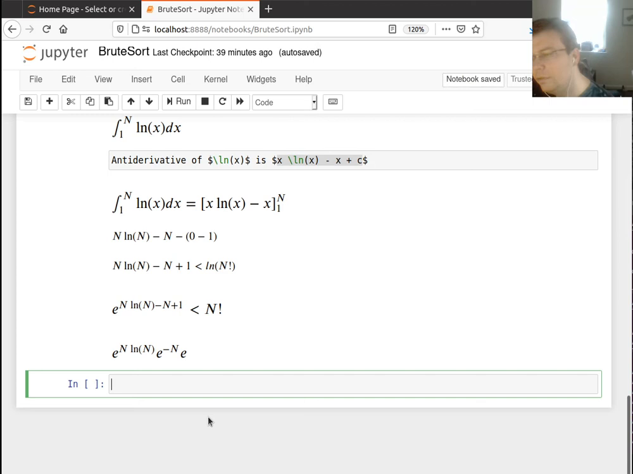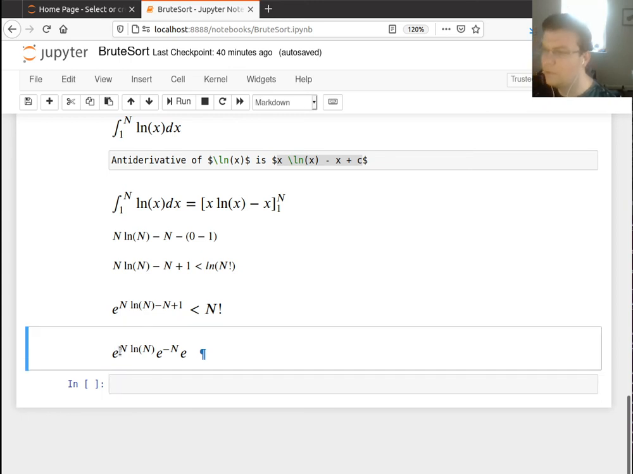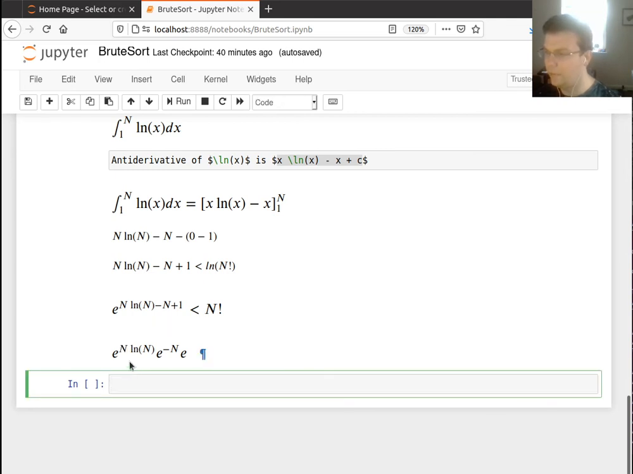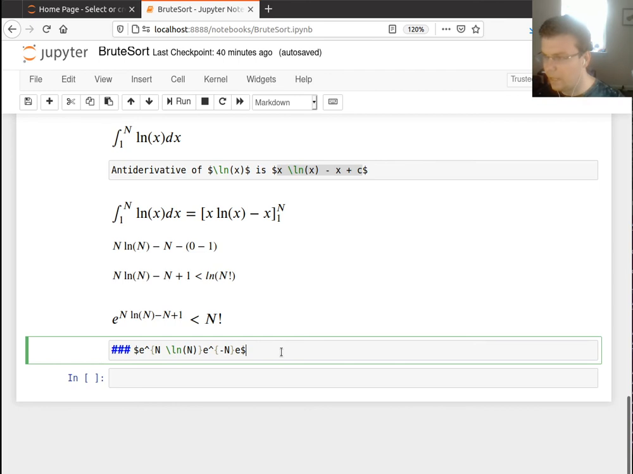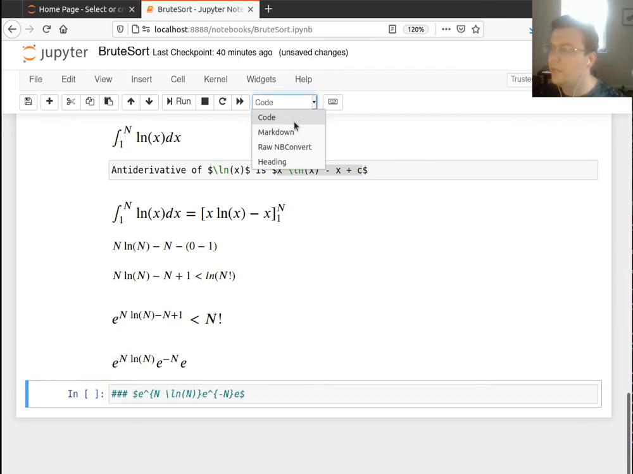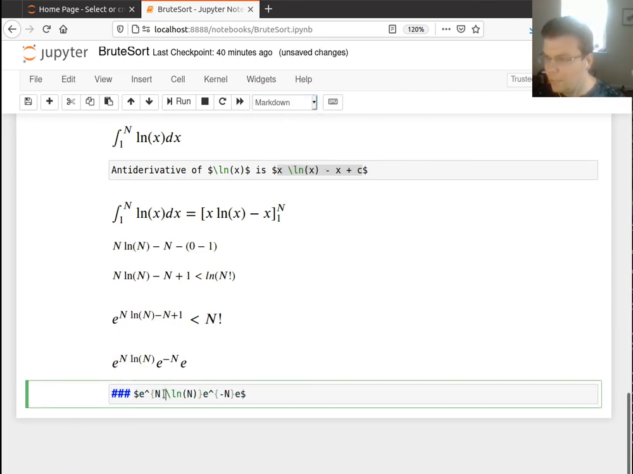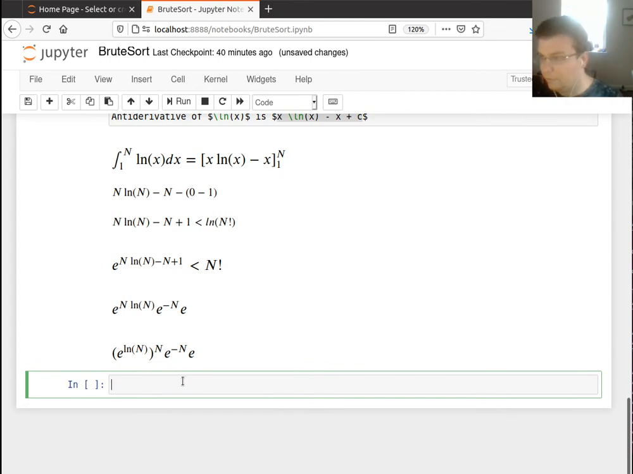So what you can say is that an exponent to something times something else is as if I pulled one of those factors out and raised that to that factor. So I can write this as e to the natural log of n raised to the n, times the rest of that stuff.